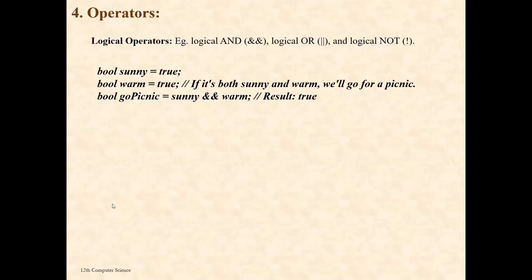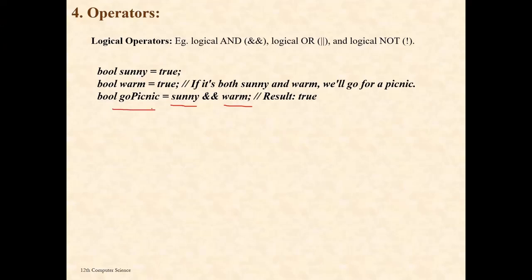Now what did we do next? goPicnic is also a boolean variable. We have used the logical AND operator. What operation have we performed? If it is sunny and warm, the result of that logical AND operation will be stored in the boolean variable goPicnic. Here sunny is true and warm is also true. The logical AND operation of these two will be performed and the answer will be assigned to what?